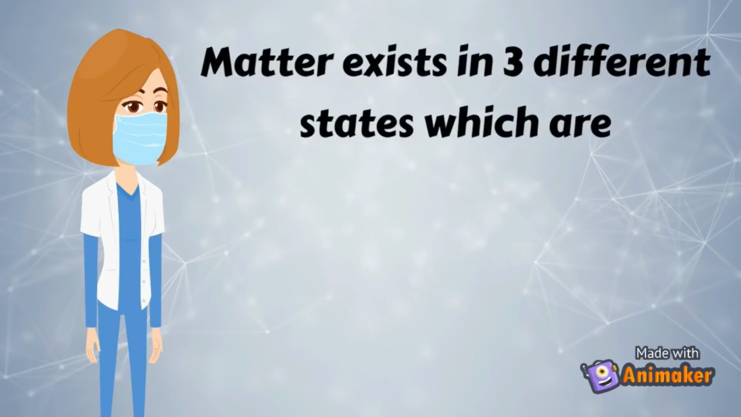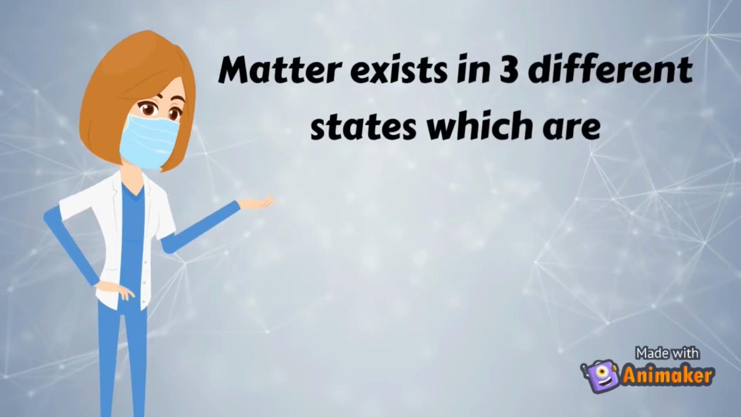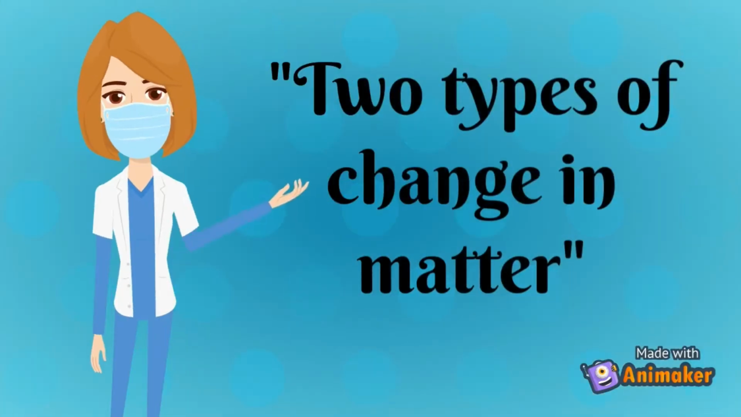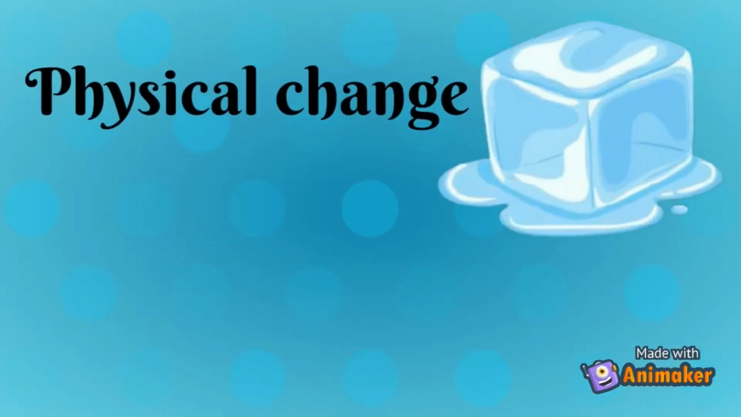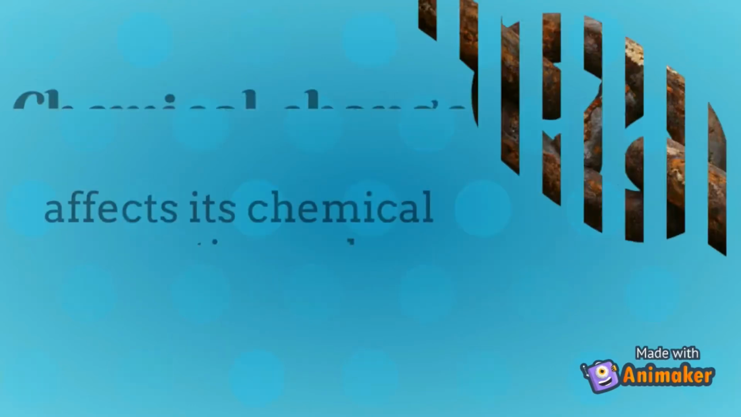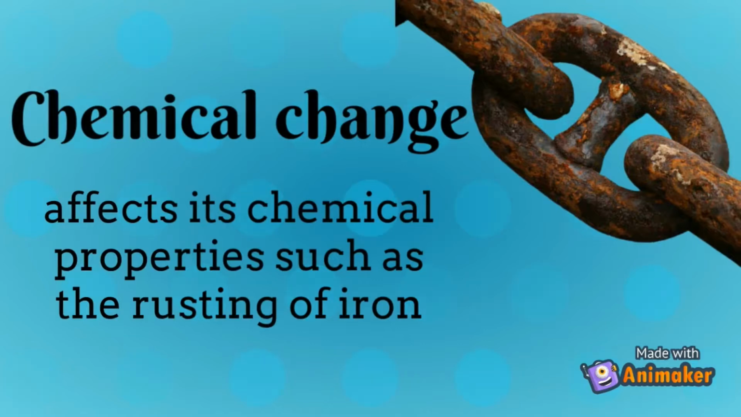Matter exists in 3 different states, which are solid, liquid, and gas. There are 2 types of change in matter: physical change and chemical change. As the name suggests, a physical change affects a substance's physical properties, like the melting of ice cubes, and the chemical change affects its chemical properties, like the rusting of iron.